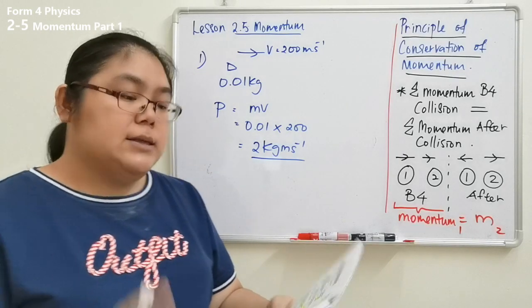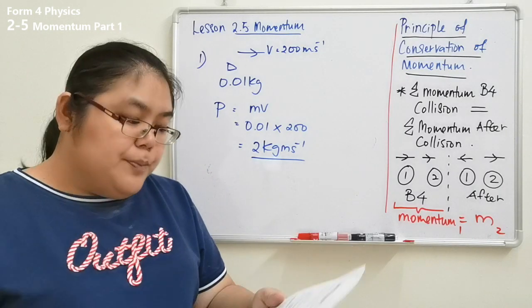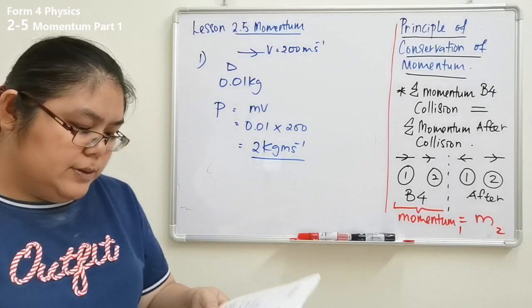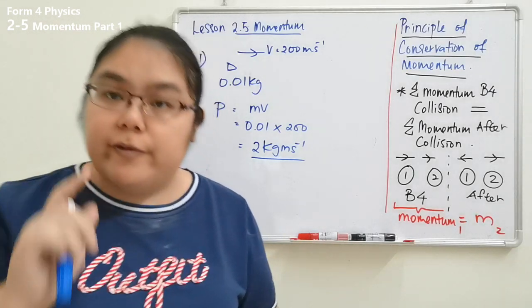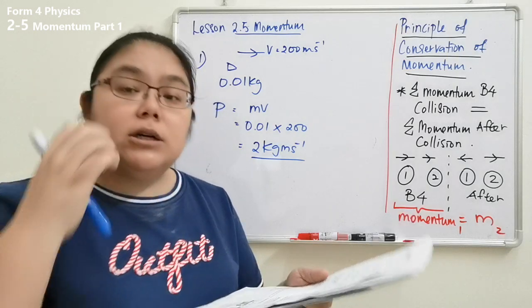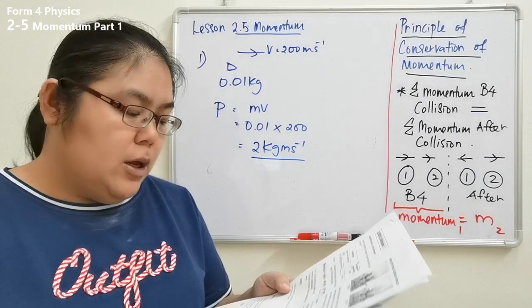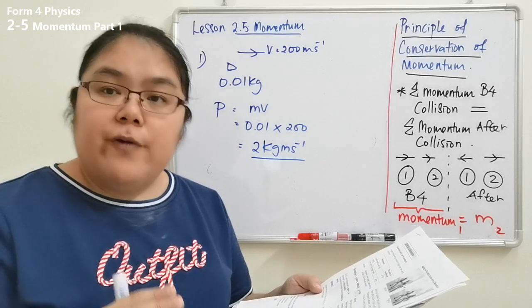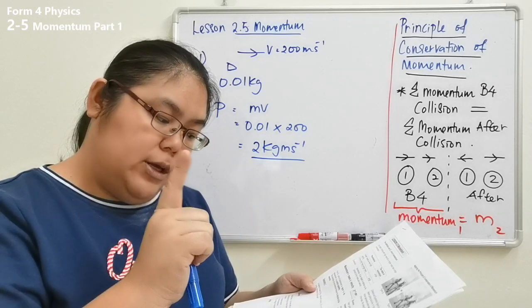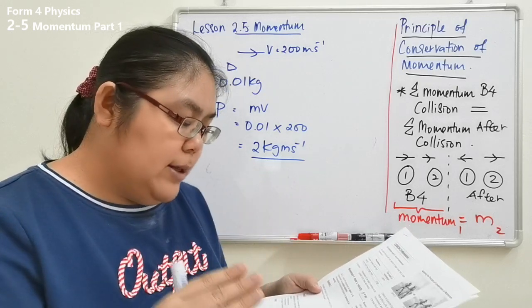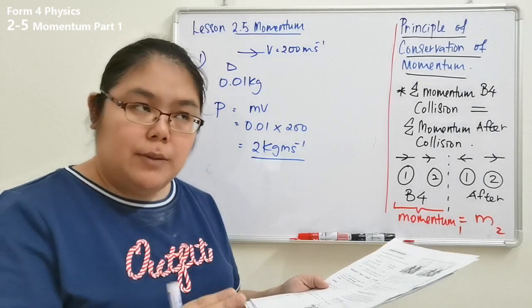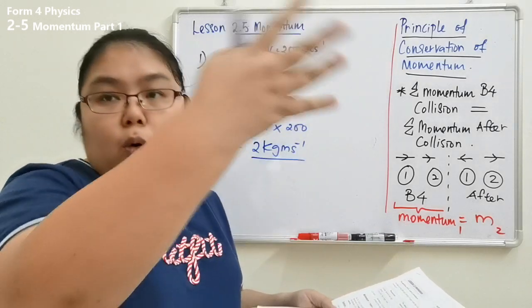Okay, now we're going to see example 2. Example 2 is a little bit long. Understand the question first before you start. They said a trolley of mass 1.5 kilograms moves with a velocity of 4 m s^-1. One trolley moves with 4 m s^-1 and hits a wall. That means only the trolley moves, the wall cannot move.